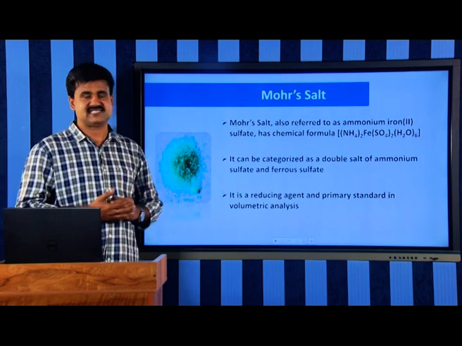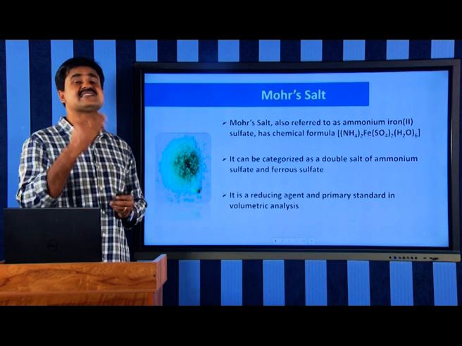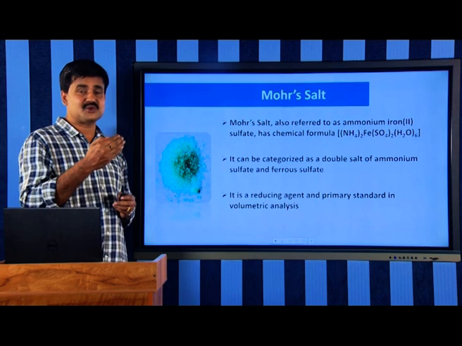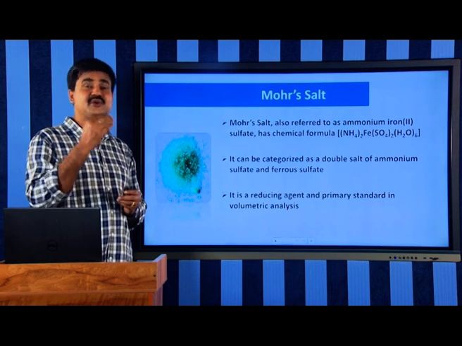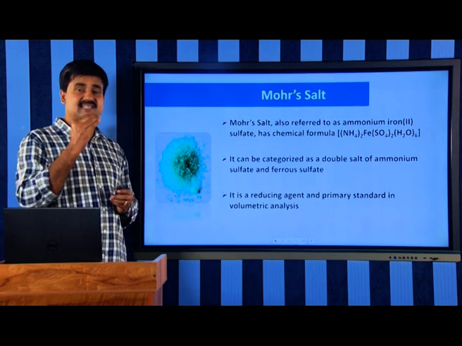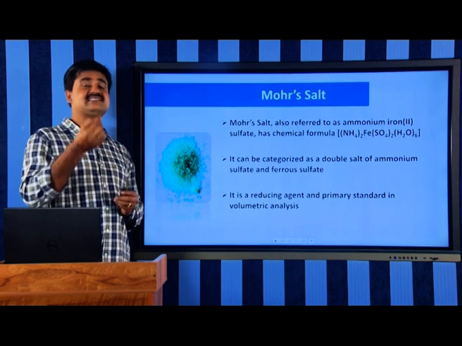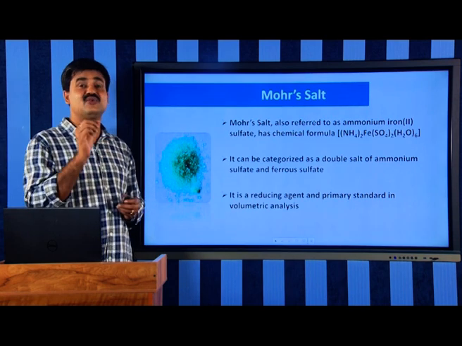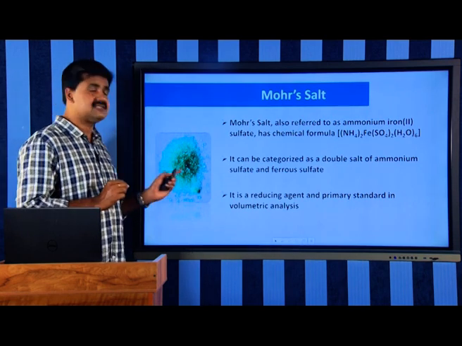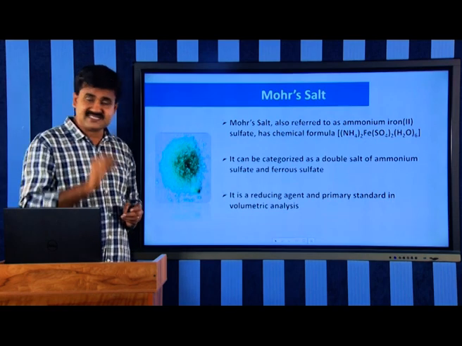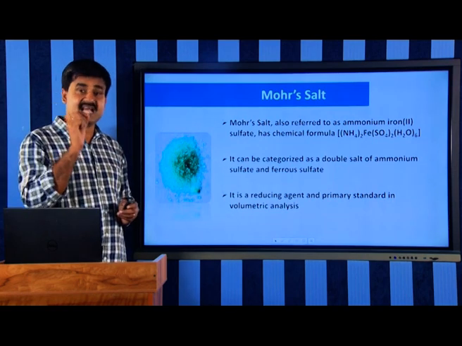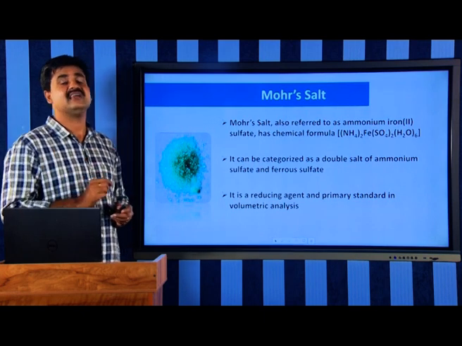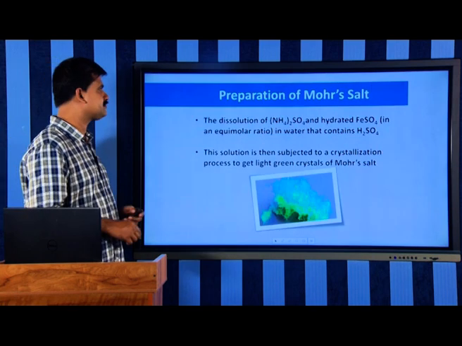Then what is a primary standard? A substance used to prepare a standard solution. A standard solution is a solution with exactly known concentration. So, a substance used to prepare a standard solution is termed as a primary standard in volumetric analysis. This Mohr's salt is a reducing agent as well as can be used as a primary standard in volumetric analysis.